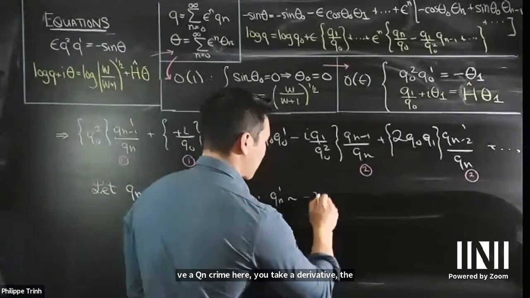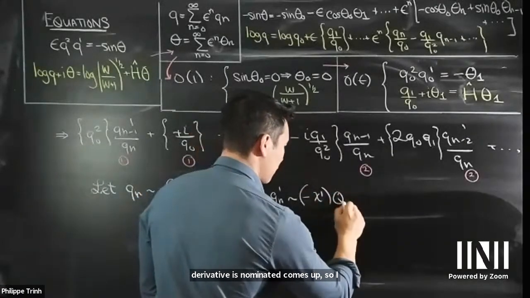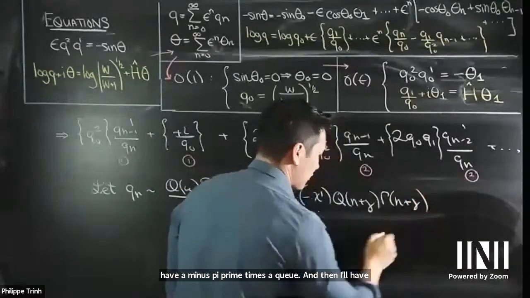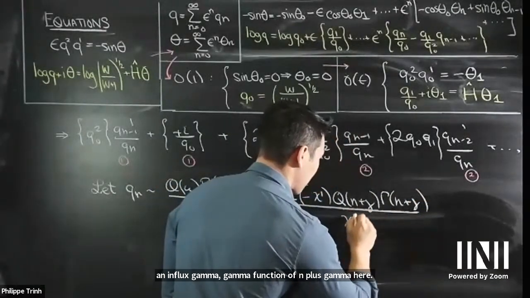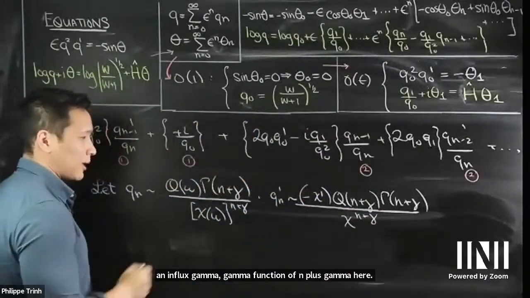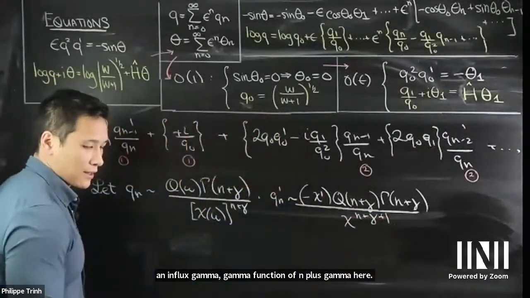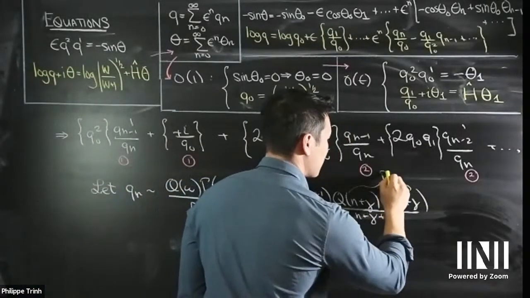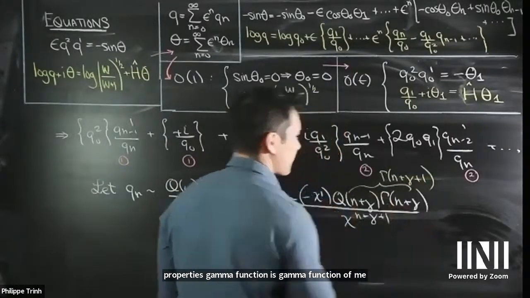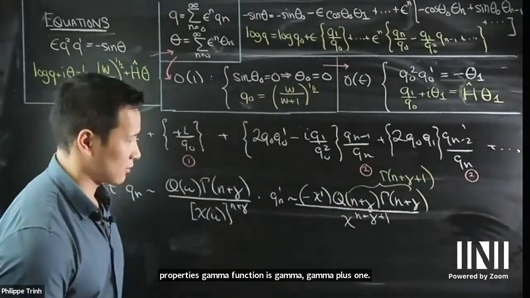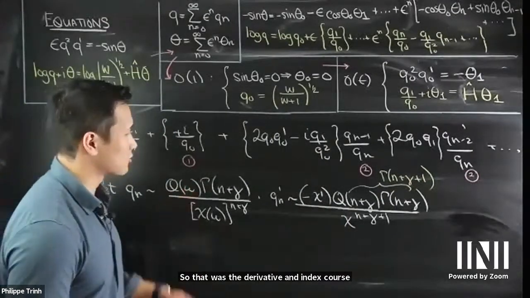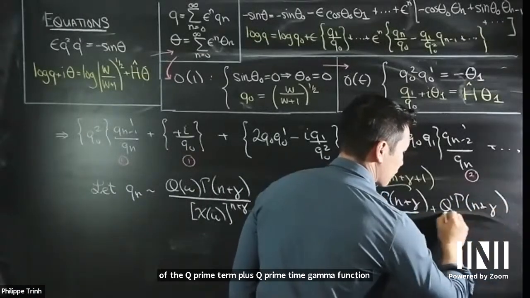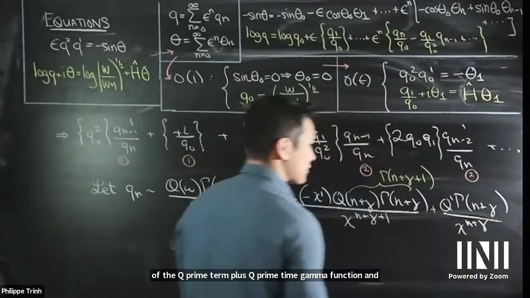So I have a minus chi prime times a q, and then I'll have an n plus gamma times a gamma function of n plus gamma here over a chi to the n plus gamma, plus 1, sorry, like that. And then the trick is that you'll notice that this thing here, by properties of the gamma function, is gamma function of n plus gamma plus 1. So that was this derivative and index correspondence I referred to earlier, and I'll also have a derivative of the q prime term, plus q prime times gamma function of n plus gamma over chi to the n plus gamma, like that.